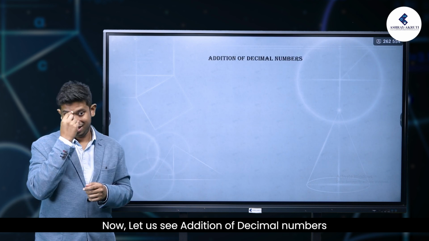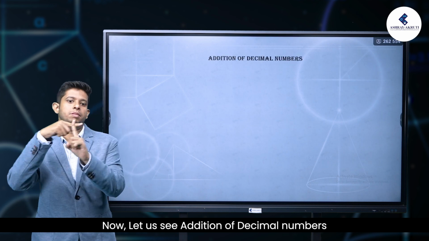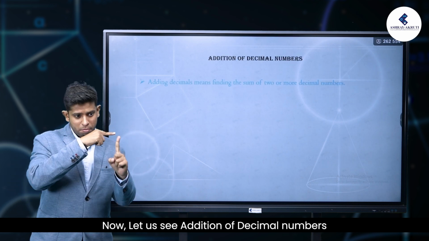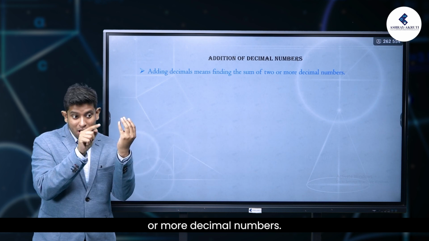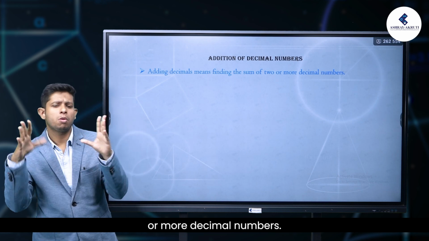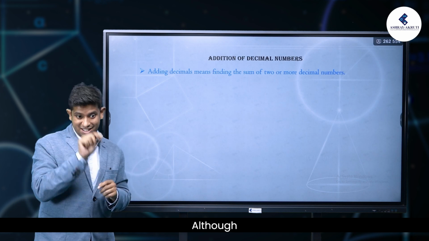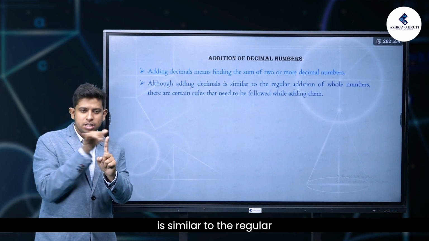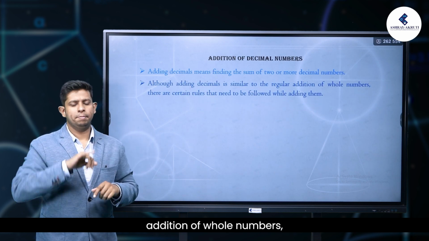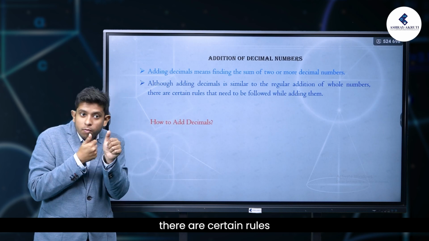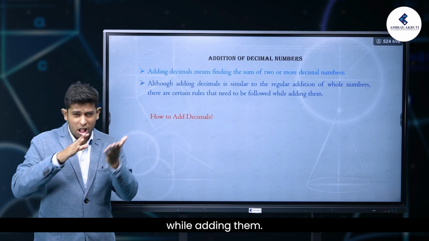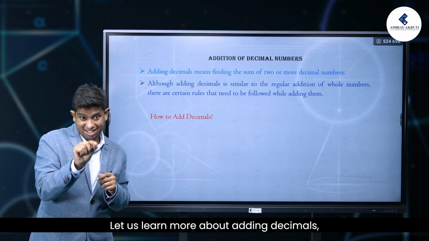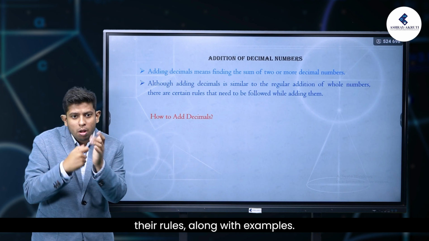Now let us see addition of decimal numbers. Adding decimals means finding the sum of two or more decimal numbers. Although adding decimals is similar to the regular addition of whole numbers, there are certain rules that need to be followed while adding them. Let us learn more about adding decimals, their rules, along with examples.